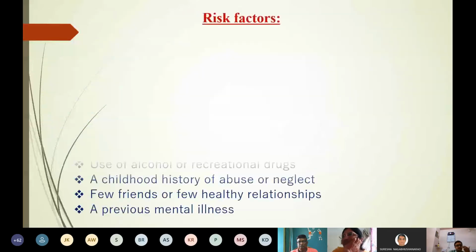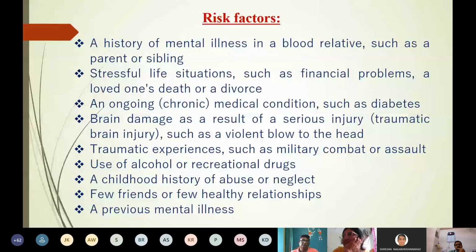So here, if we discuss the risk factors, these are a few risk factors which can be considered for a mentally ill person. A history of mental illness in blood relatives such as a parent or sibling, as I discussed, and stressful life situations such as financial problems or failure, divorce, or the like. Any chronic diseases, diabetes, or the many other chronic diseases in life, which people are getting fed up of, and then people start losing hope in their life.